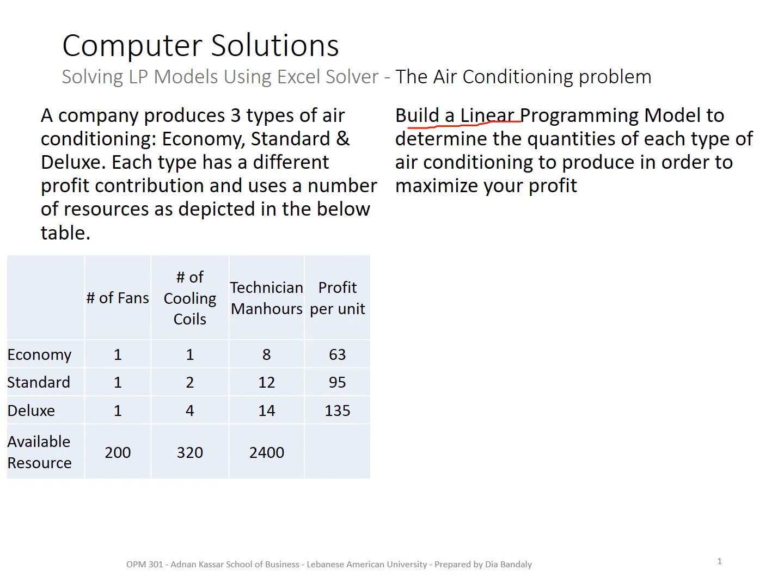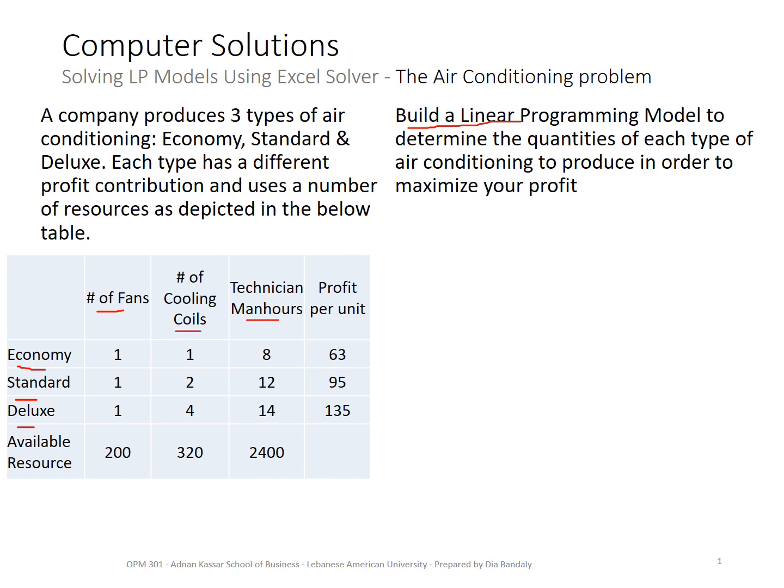So what do we have here? A company makes three kinds of air conditioners: economy, standard, and deluxe. Of course, they use different components, but we are interested in three resources: two components and the man hours. So we have fans, we have cooling coils, and we have man hours.